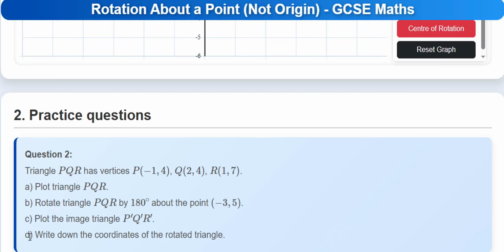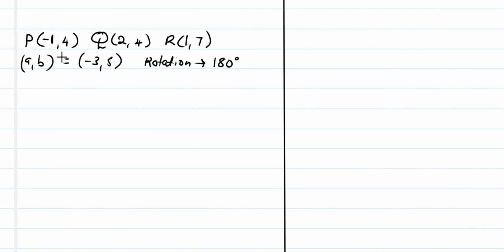So, can we start with, first of all, let's copy whatever we have on the board. So we have all these, where we have, of course, the original coordinates. Then the center of rotation is negative 3, 5. We have to rotate 180 degrees. This, of course, because it is positive, is 180 degrees clockwise.